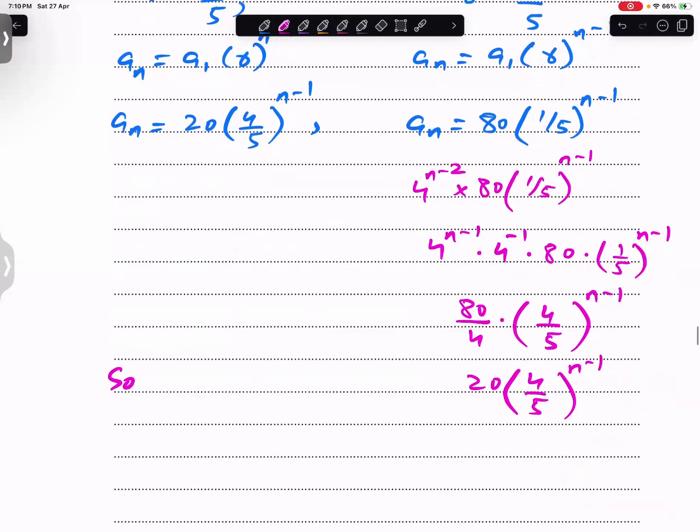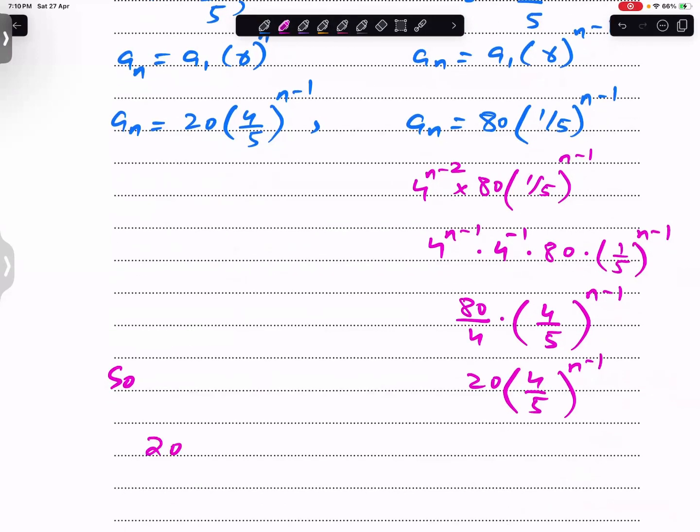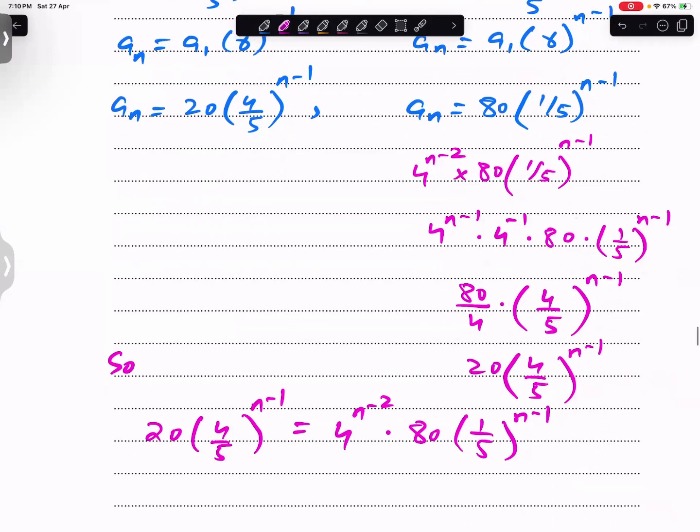So you can write it as 20 times 4 over 5 to the power n minus 1 is equal to 4 to the power n minus 2 times 80 into 1 over 5 raised to power n minus 1. That's it.